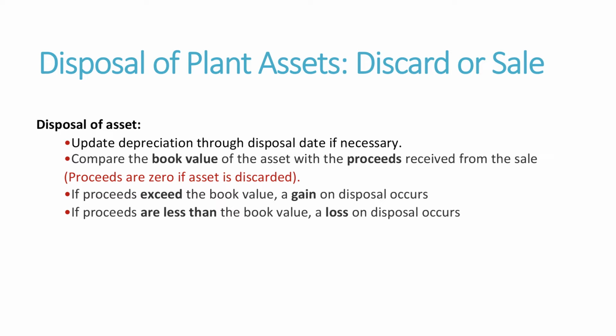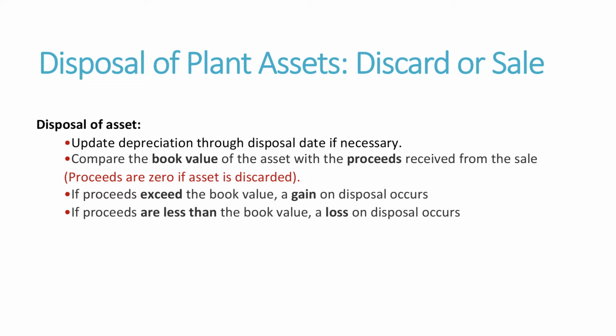Disposal of an asset is going to be recorded by first updating the depreciation through the disposal date if necessary. Typically companies only record depreciation at the end of an accounting period, so if you're selling the asset at any other point, you're going to need to update depreciation through that date. So then we're going to take the updated book value, cost minus accumulated depreciation, and compare it with the proceeds.